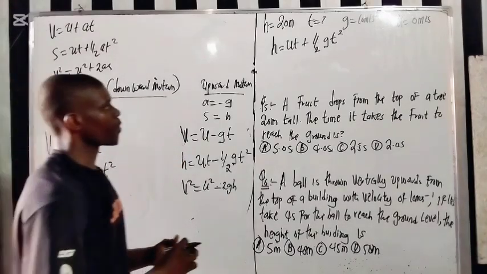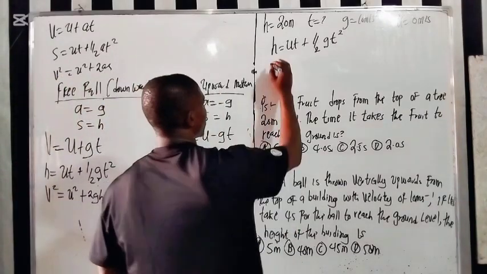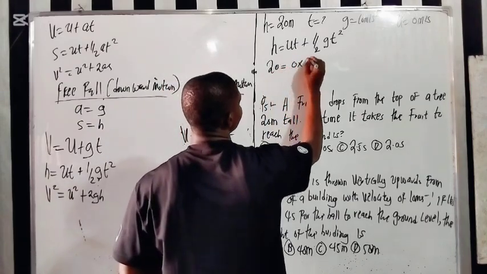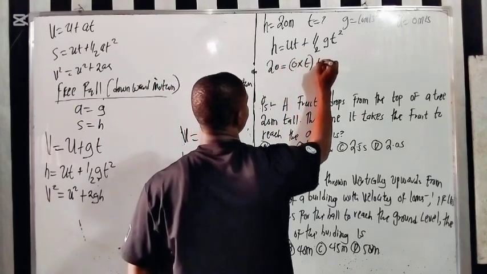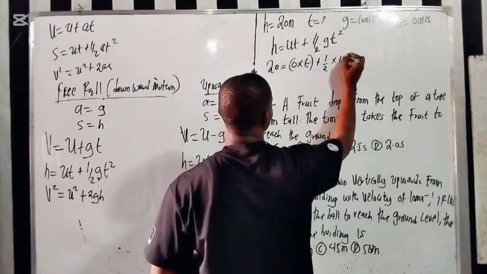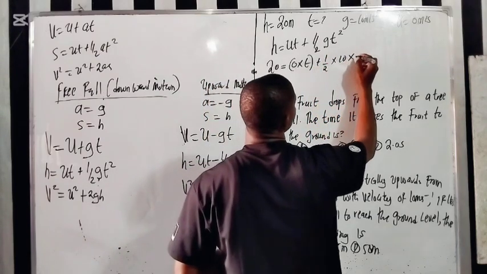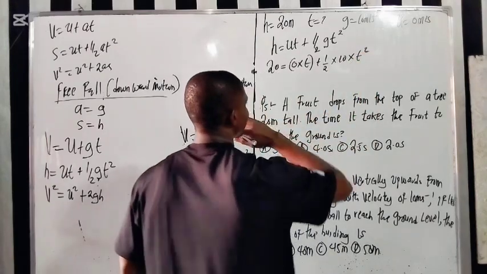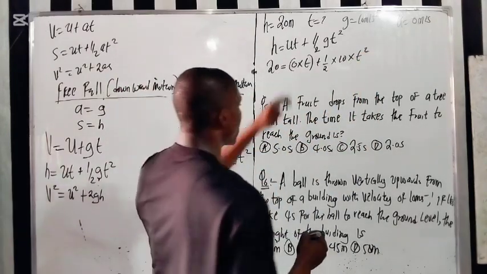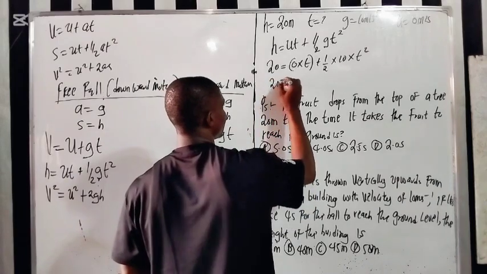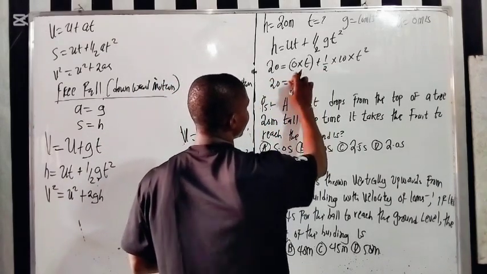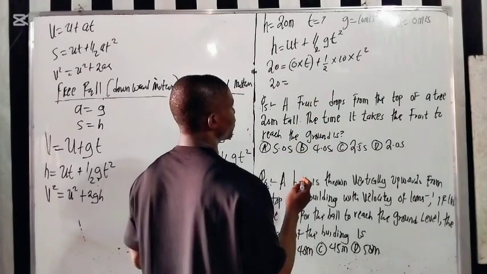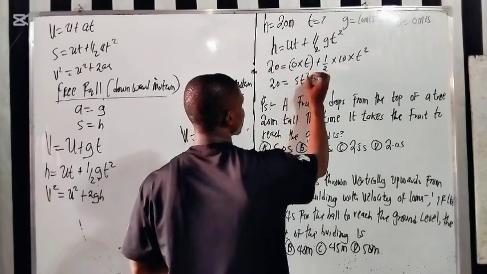That is it. So let's compute our values here. We're going to have 20 equals 0 times t, plus half times 10 times t squared, right? Remember, the first term is going to be 0. So half times 10 is 5, so it's going to be 5t squared, right?